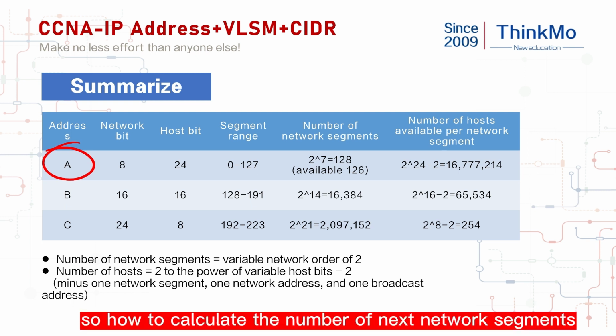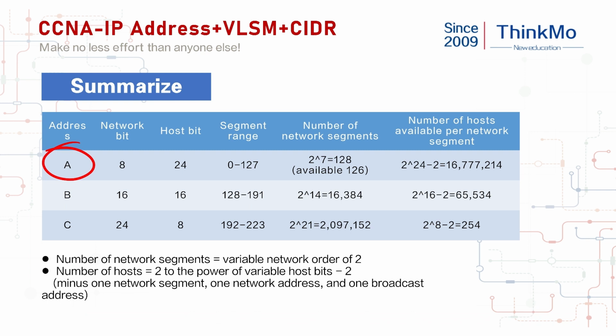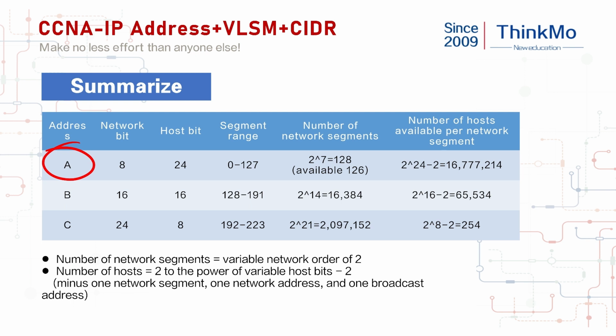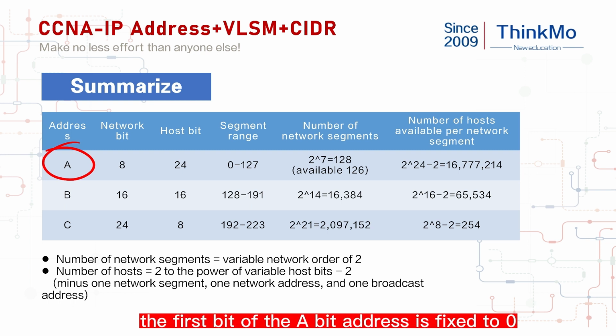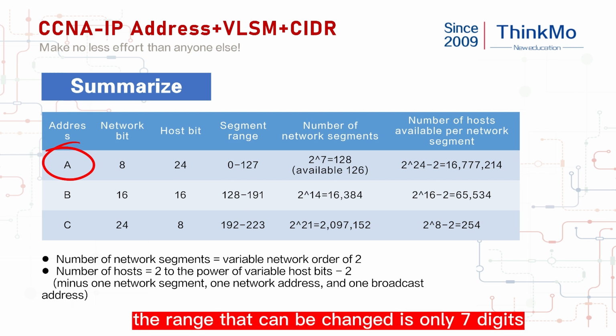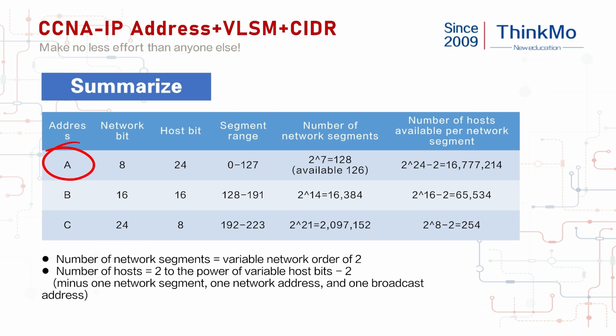You know it. So how do we calculate the number of network segments? There are now 8 network bits in total. Then you need to look at the variable number of network bits to calculate the number of network segments. For example, the current network bit has 8 bits, so now it's 2 to the 8th power. But since the first digit of the entire network segment is fixed, the first bit of the Class A address is fixed to 0. So since the network bits are a total of 8 bits, with the first fixed, the range that can be changed is only 7 digits. So the number of network segments is 2 to the power of the variable network bits.